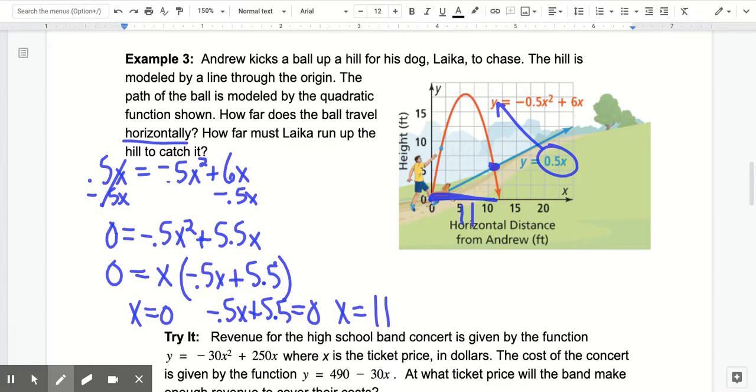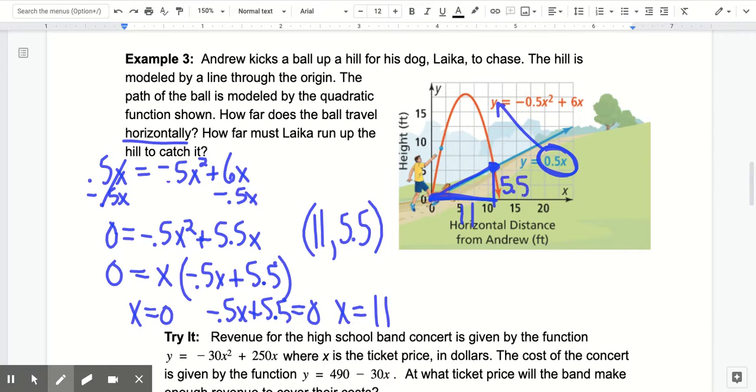Now, how far must Leica, the dog, run up the hill to catch it? So we want to know how far this is going to be. If we made a point out of this, 11 something, if we wanted the y value, we're just going to plug back in. I definitely recommend plugging in here. So 11 times 0.5 is 5.5. So this point right here has an x-coordinate of 11 and a y-coordinate of 5.5.